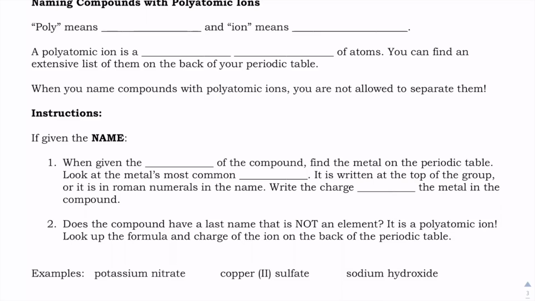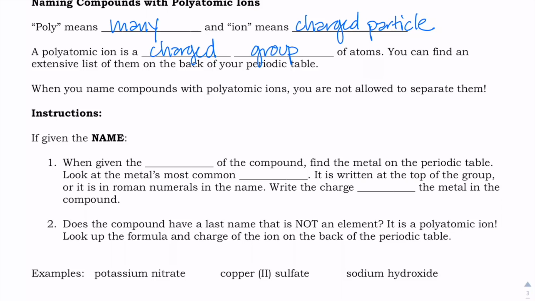Naming compounds with polyatomic ions. Poly means many. An ion means a charged particle. So a polyatomic ion is a charged group or cluster of atoms.